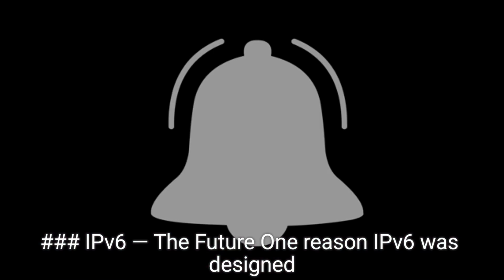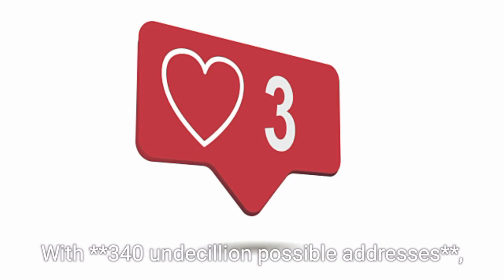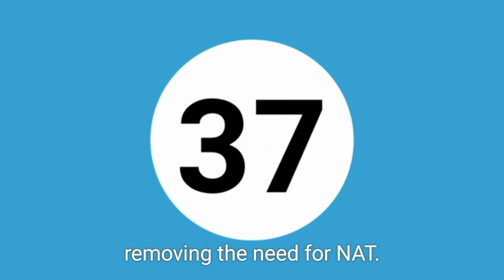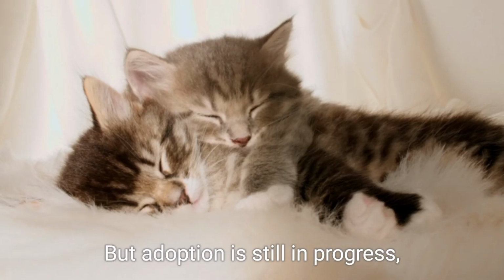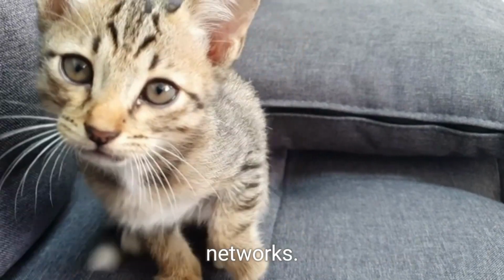Now IPv6, the future. One reason IPv6 was designed was to solve the address shortage. With 340 undecillion possible addresses, every device can have its own public IP, removing the need for NAT. But adoption is still in progress, so today, private IPs remain the backbone of Wi-Fi networks.